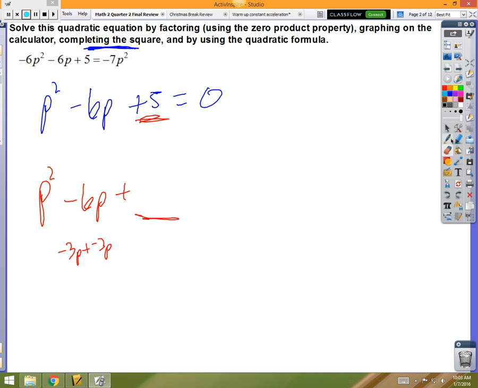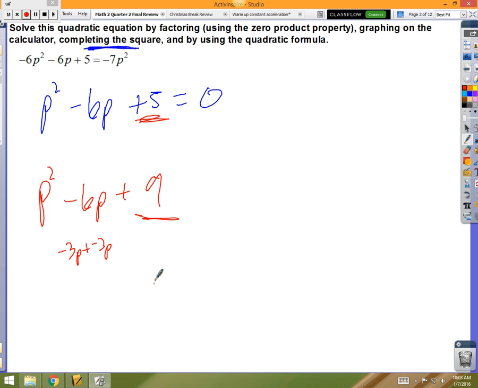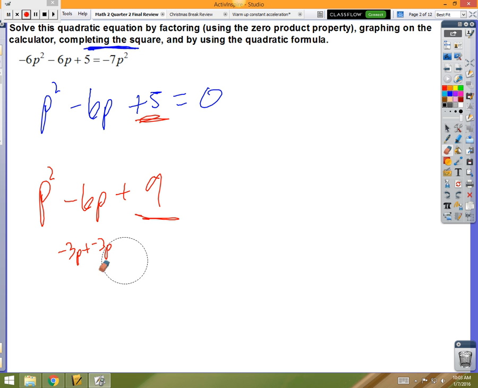The c we want is 9. We don't want 5. They gave us a 5. We want a 9.